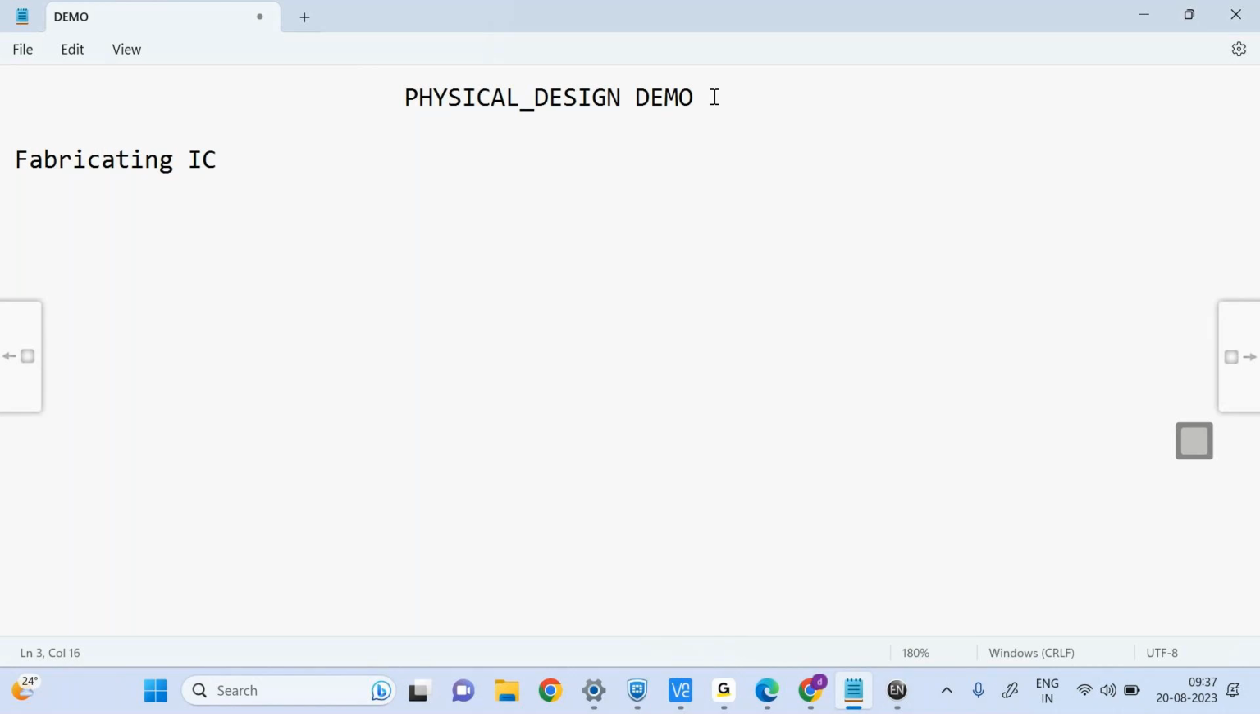What is IC? IC is an integrated chip. Nowadays, when we talk about IC, an integrated chip, it has millions of cells or millions of gates inside. We are in the era of what? VLSI, very large scale integrated circuits. So we have millions of gates on a single chip.